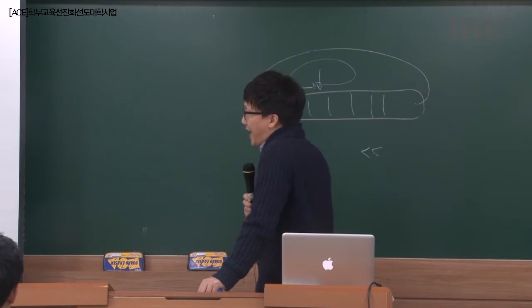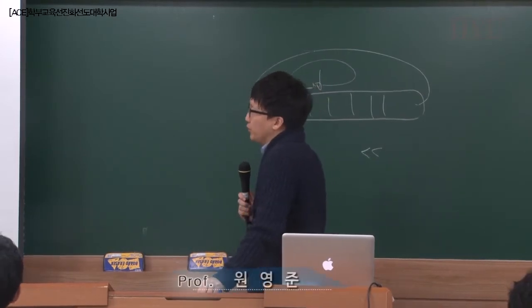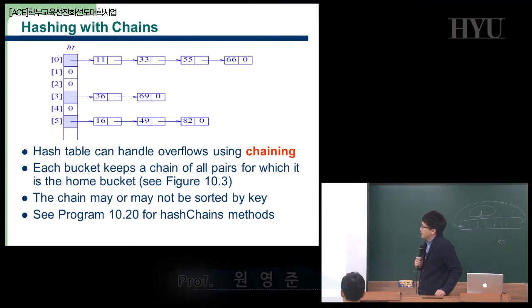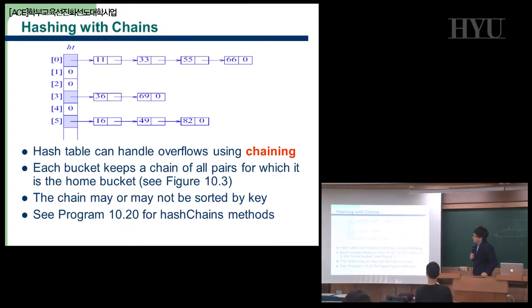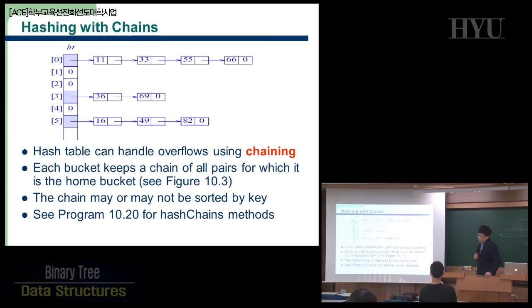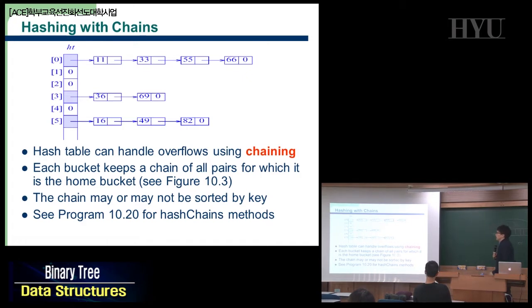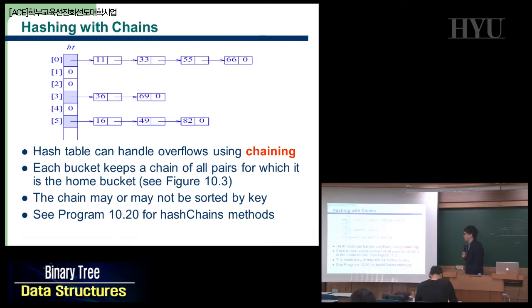So hash tables can handle overflow using chaining. Theoretically, you will not experience any occurrences of overflow because there will always be a spot. You create memory space for the new elements if necessary. Each bucket keeps a chain of all pairs for which it is a home bucket.